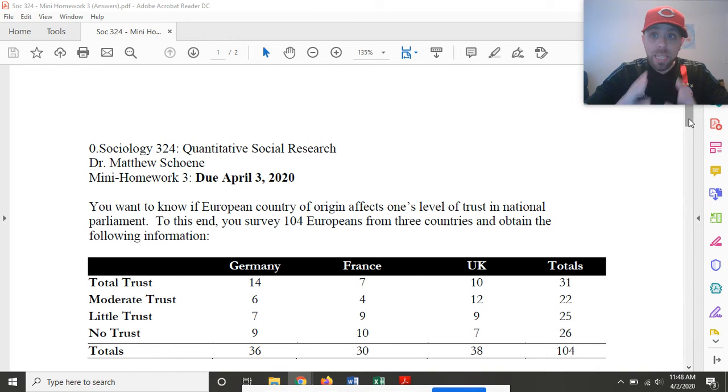Because I could create a crosstab, I could create a table that had trust levels in the columns and country in the rows. That would not be wrong by any stretch of organizing a table, but it would shift the hypothesis. So because I'm asked if European country of origin affects one's level of trust in national parliament, I know that the thing doing the affecting is the independent variable, and the thing being affected is the dependent variable.